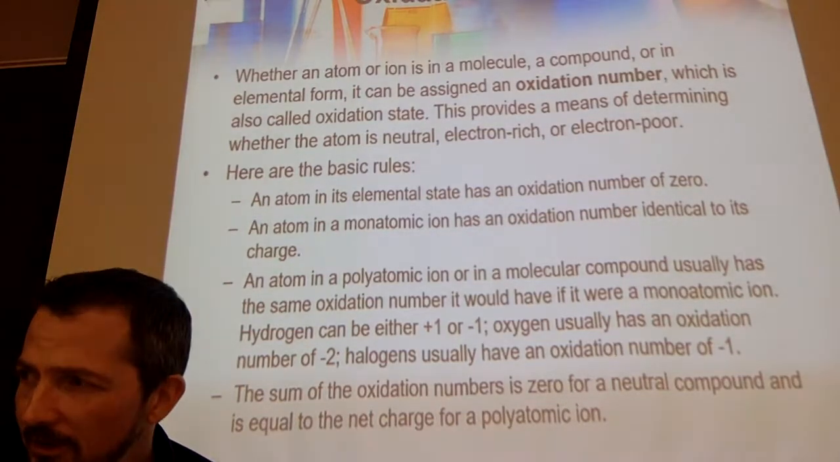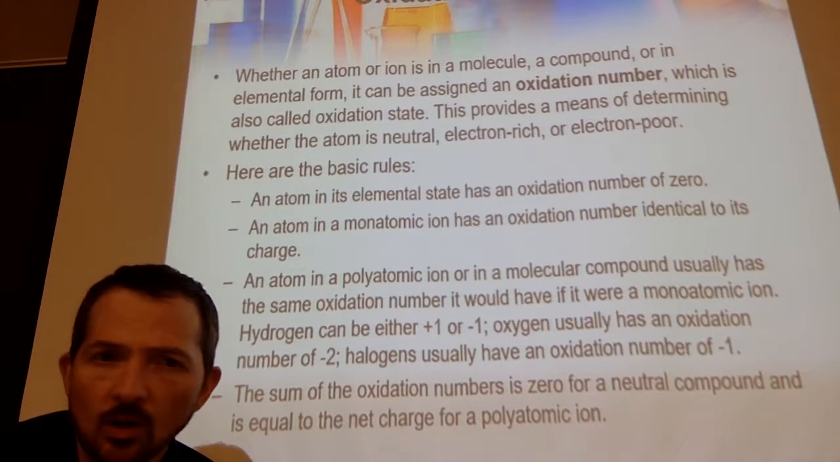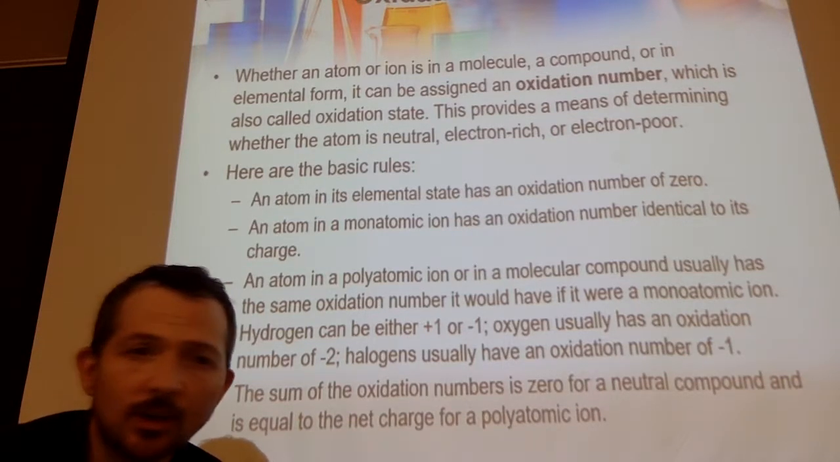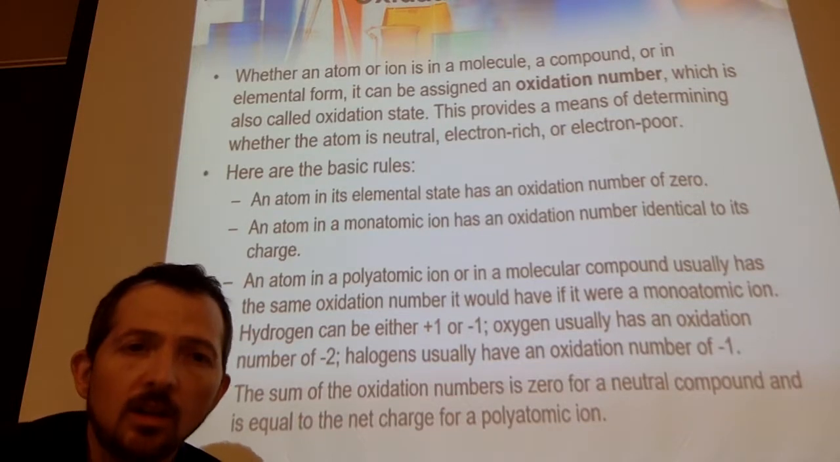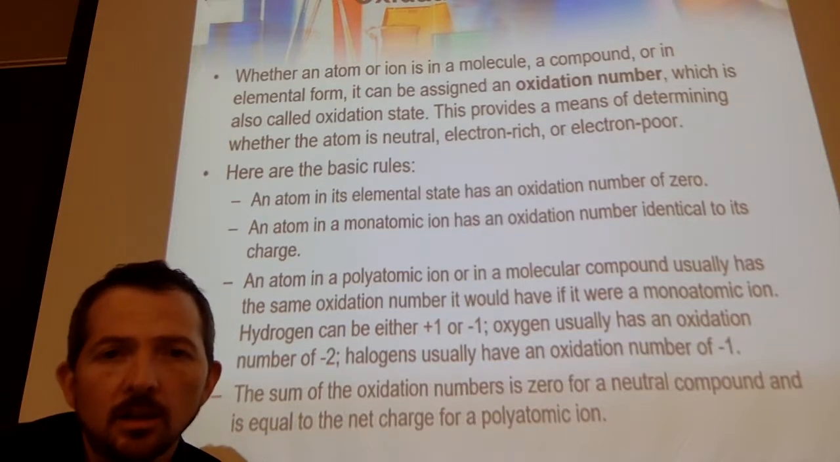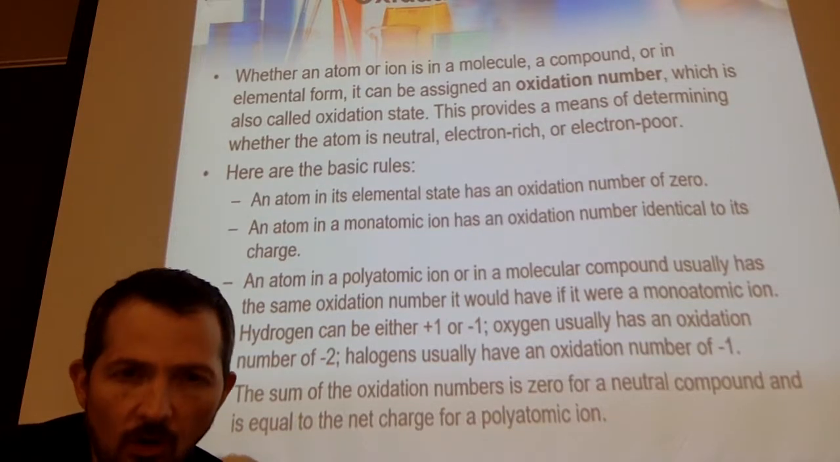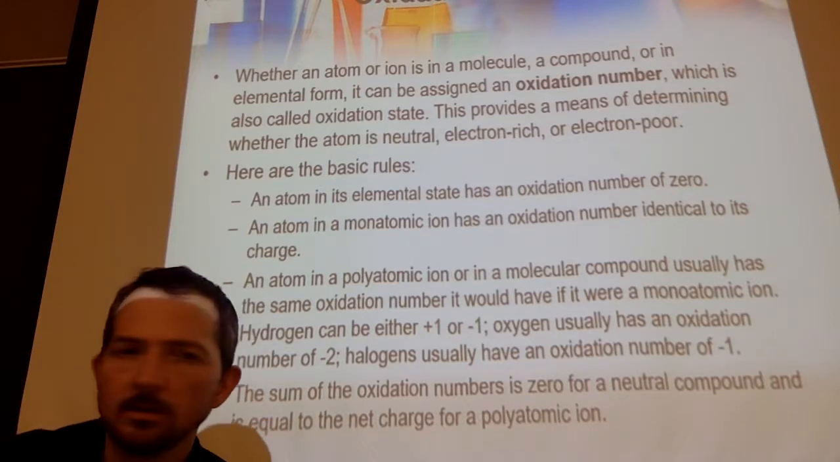The sum of the oxidation numbers is 0 for a neutral compound and is equal to the net charge for a polyatomic ion. So if you're figuring out the oxidation numbers for the atoms involved in a polyatomic ion, the total will equal the charge on that polyatomic ion. We'll look at some examples of that later on.